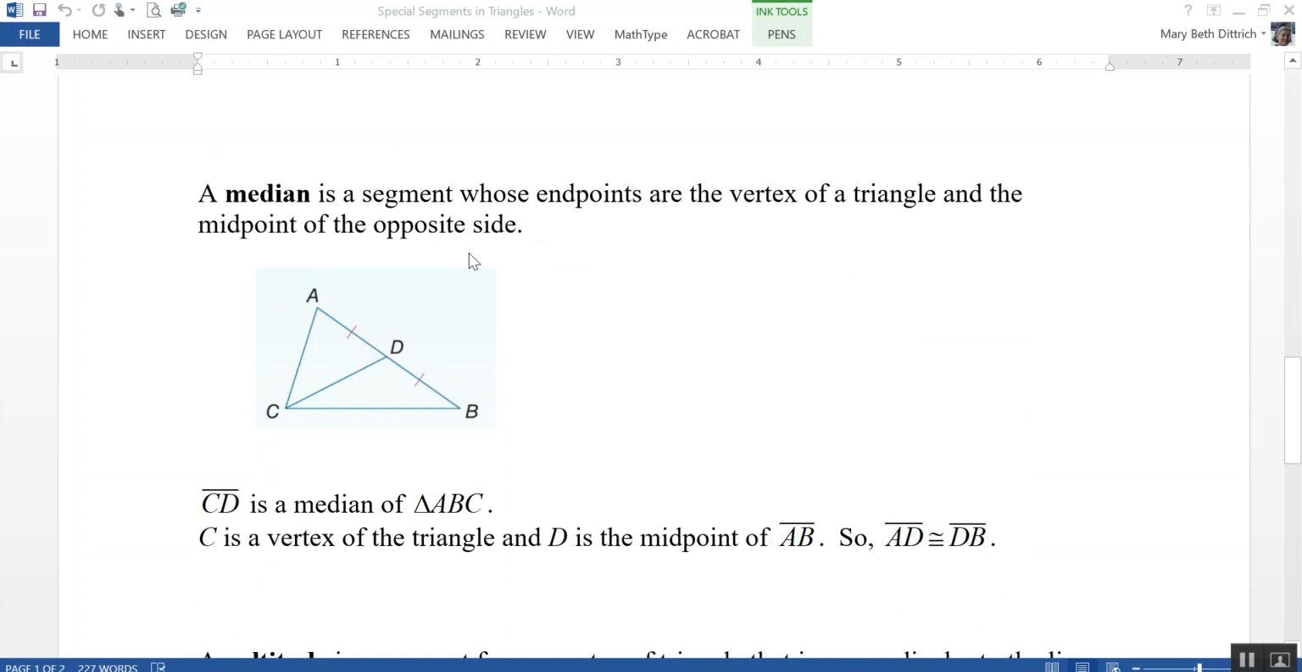A median is a segment whose endpoints are the vertex of a triangle and the midpoint of the opposite side. So here in triangle ABC, segment CD is a median because C is a vertex of the triangle and D is the midpoint of side AB. So AD is congruent to DB.